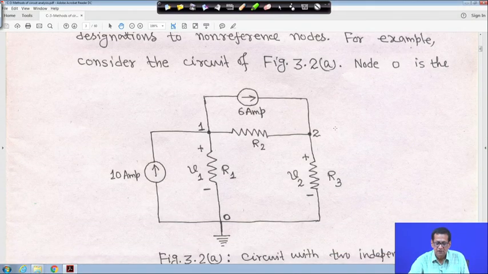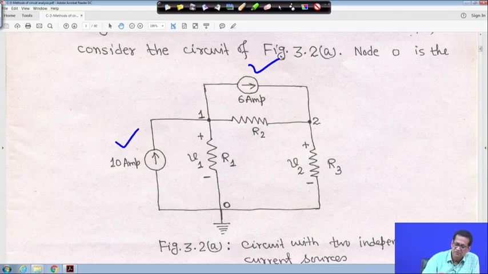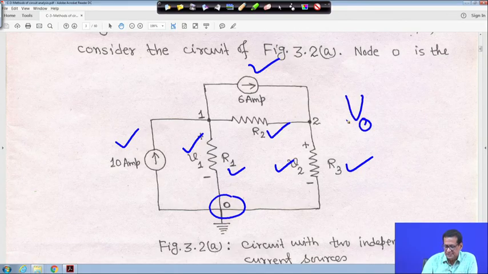take this circuit first. Here we have 2 current sources, one here and another here, and 3 resistors, R1, R2 and R3. Here it is marked as voltage V1, and here it is marked as voltage V2. This is the reference point, this is V0, the reference node or datum node, and the potential of this is always equal to 0 volt.